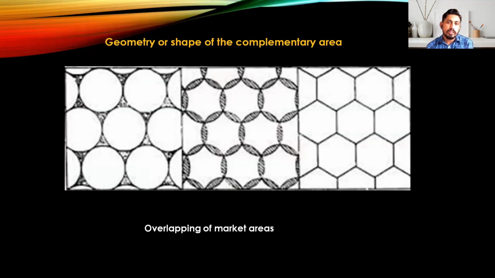Now I'll move towards the geometry or shape of the complementary area. Most of the theories considered the complementary area to be circular in pattern. But when there are circular market areas and each entrepreneur serves a circular market area, then some areas or some consumers will remain unserved. So in order to cater to these unserved consumers, suppliers move closer together. And if suppliers move closer together, it causes circular areas to overlap. In that overlap area, when we draw a line, we will get the hexagon. So the hexagon is the perfect shape to serve all kinds of consumers in all the areas. That's why he considered the complementary area in a hexagonal pattern.